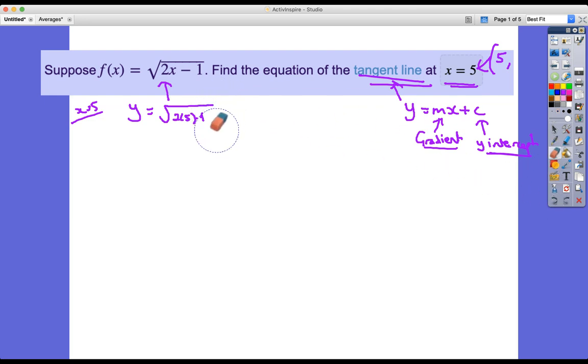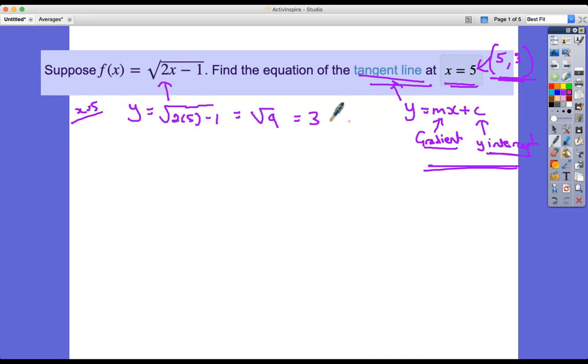Let's just tidy that up slightly. 2 times 5 minus 1. Probably worked out already. Which is the square root of 9, which is 3. Okay, so the point we're looking at is actually 5, 3. So you imagine this curve, and it's at 5, 3, we've got a tangent, and it's our job to find what the equation of that tangent is.